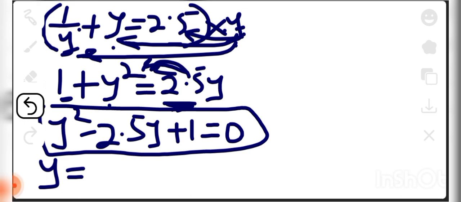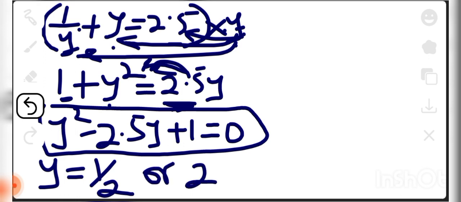We solve this, y is going to be as follows. y will be equal to, press mode 5, 3, then you go through the procedure. y will be equal to either 1 over 2, or 2. Those are the 2 values you are going to get for y.